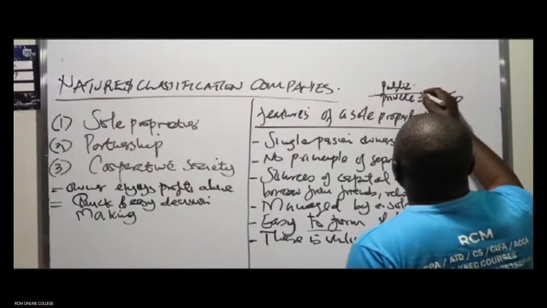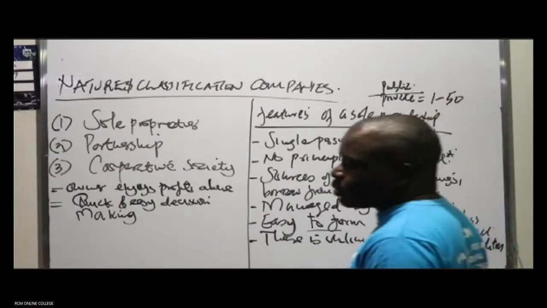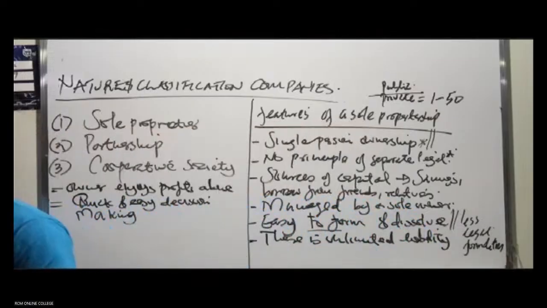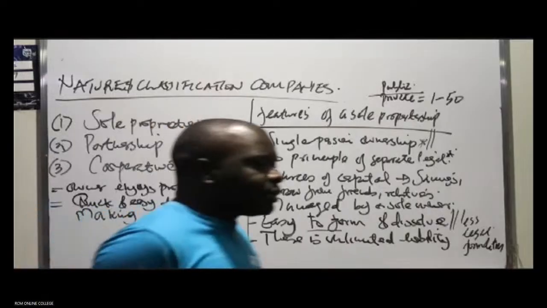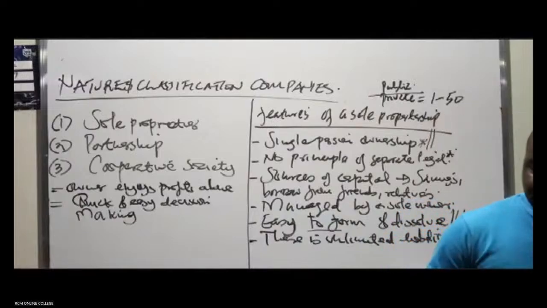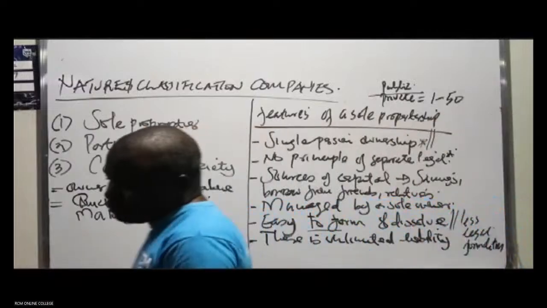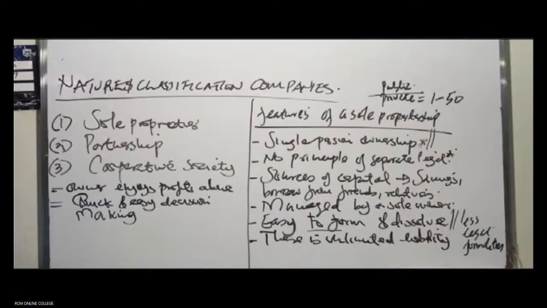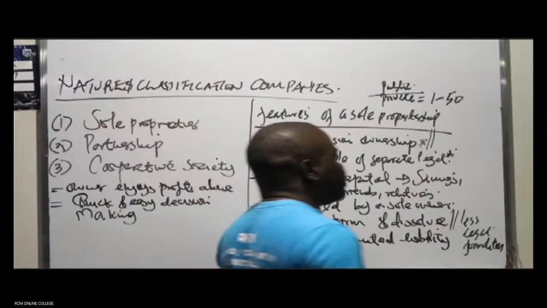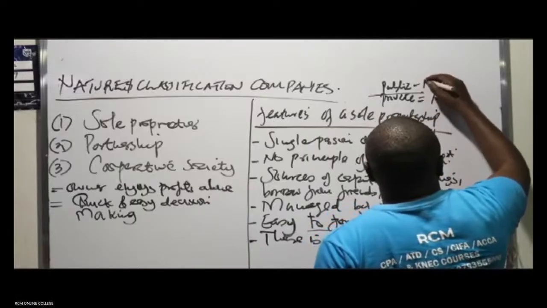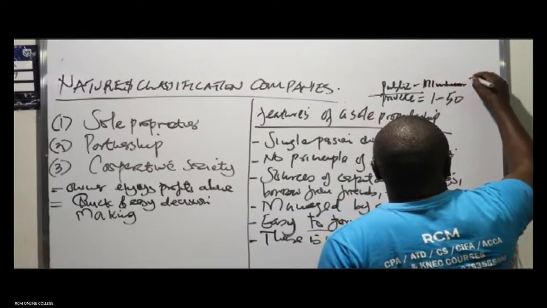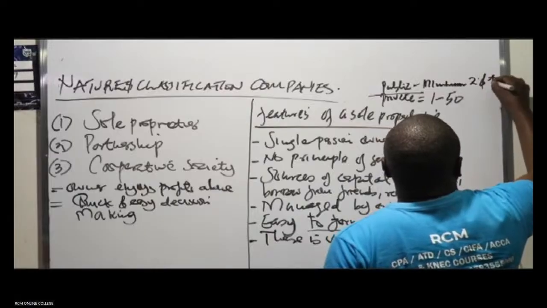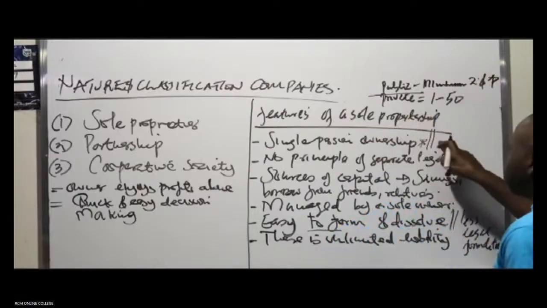What about a public company? Abraham, what do you mean when you say unlimited? So you need to make your points very clear. So it is a minimum of 2, and there is no what? Maximum limit. So therefore, in this case, that can be a difference here.